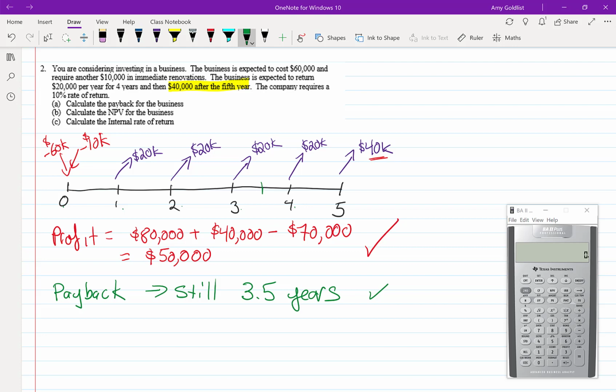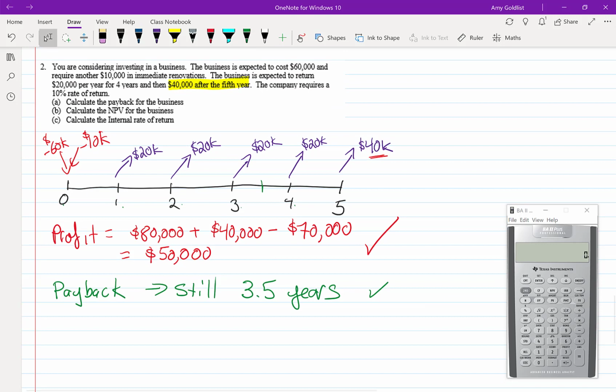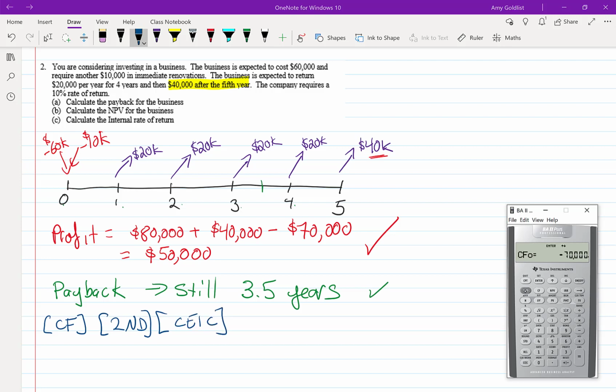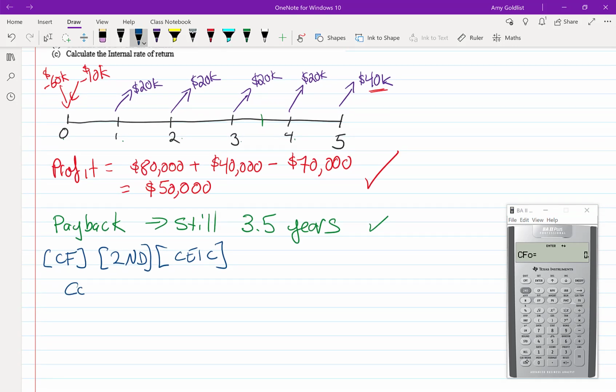Now let's find the net present value and internal rate of return. I'm going to go in and use the calculator. So again, I'm always going to start with cash flow and then clear. So get used to just pressing those buttons. Cash flow second, clear, to get rid of what was there in the previous question. In this case, our CFO is still negative $70,000. Our CO1, well, that's going to be that same $20,000, and I like to put the frequency next to it over here. There are 4 copies of that CO1.